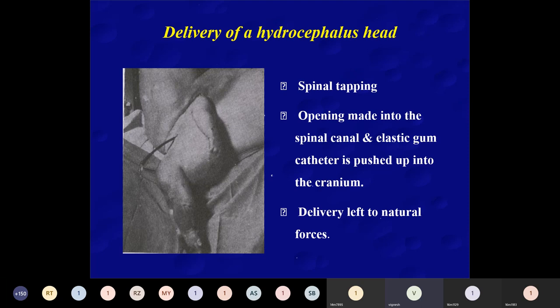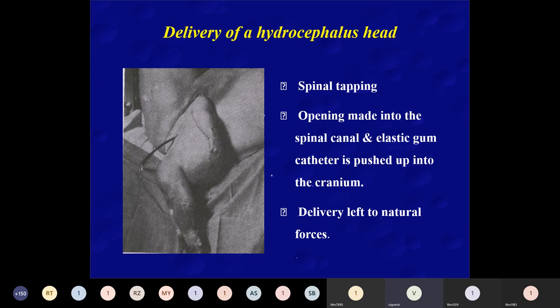Suppose it is hydrocephalus. If the mother doesn't agree to go post-delivery for shunting and other surgeries, of course, some surgeries can be done on the hydrocephalic head, like shunting. But if the mother is not willing for that, then she opts for a vaginal delivery, then the upcoming head may pose a problem in case of a hydrocephalic head, because it is a large head.